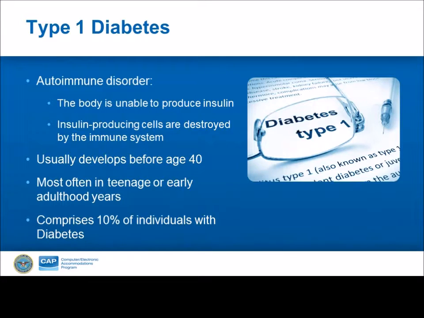Type 1 diabetes is an autoimmune disorder which occurs when the body isn't able to produce the hormone insulin because the insulin-producing cells in the pancreas are being destroyed by the immune system. This condition usually develops before the age of 40 and most often in teenage or early adult years. About 10% of people with diabetes have type 1.